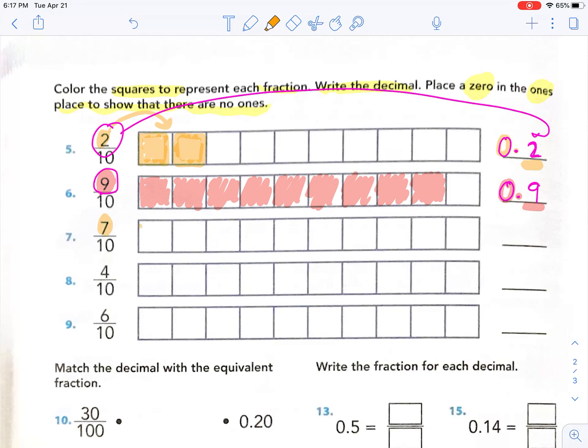7 tenths. How many am I going to shade? 1, 2, 3, 4, 5, 6, 7. 7 tenths. Now, if I'm writing that down, I know that there's going to be no whole numbers, and I only need a number in the tenths place. That's it. One number to the right of the decimal is the tenths place. What number is going to go there, boys and girls? 7. So I know it's 0.7. That is 7 tenths. Awesome. Do you see the pattern?